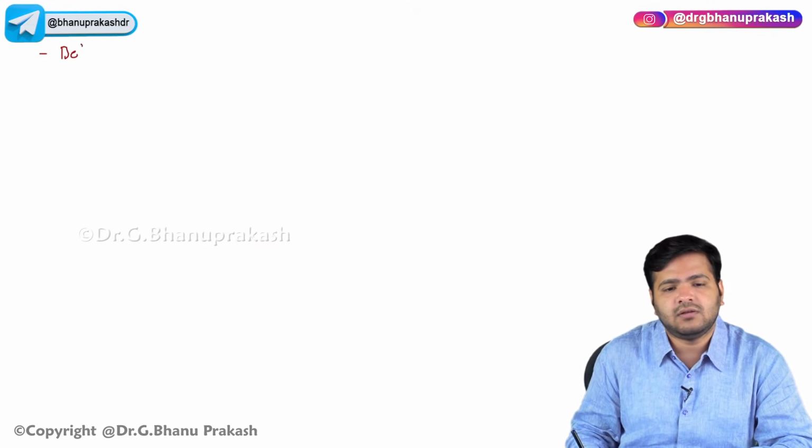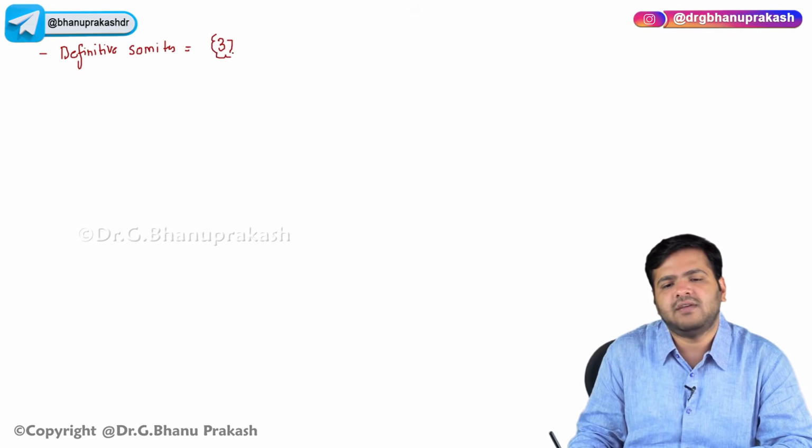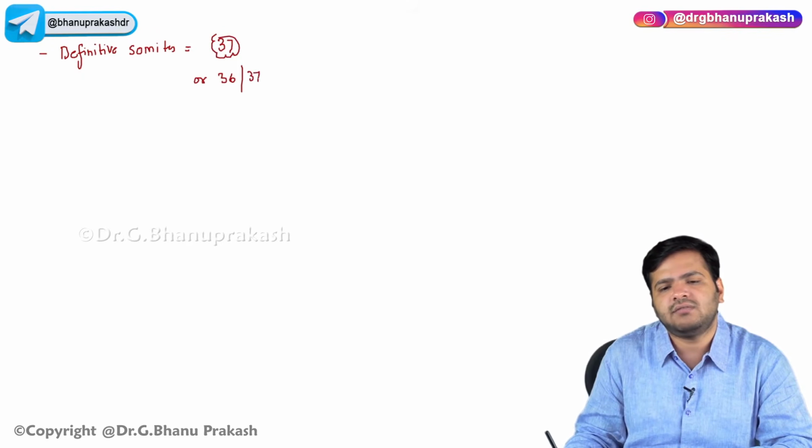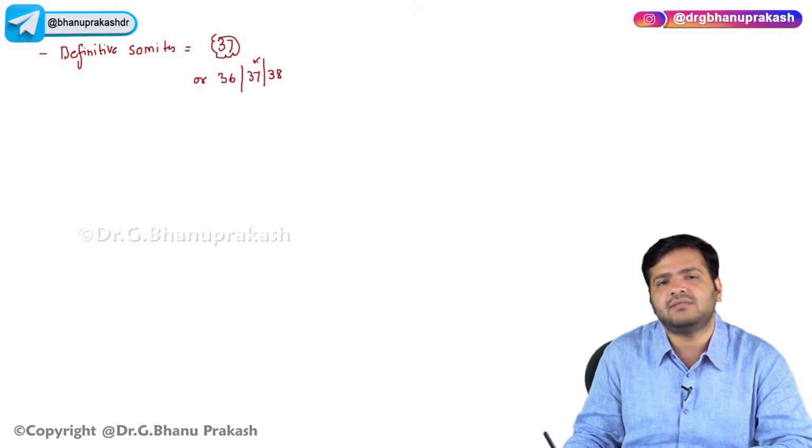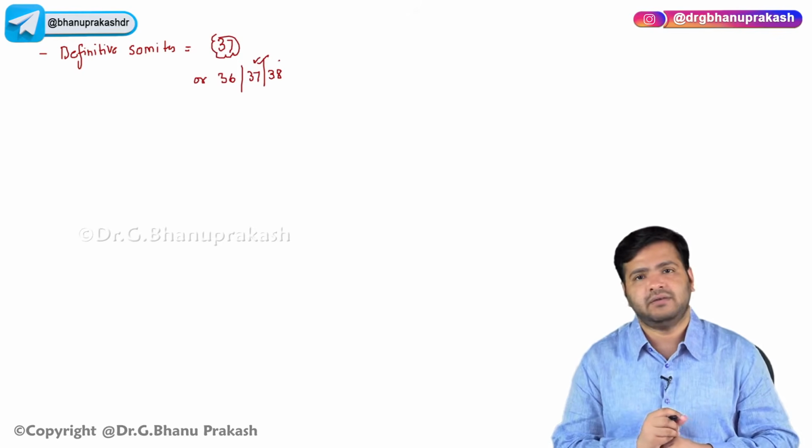Now at the end, some from the upper part and some from the lower part will actually disappear. So if I ask you the definitive somites, they are actually 37 in number which is left, or it can be 36 or 37 or 38. The best is to go with 37, right?